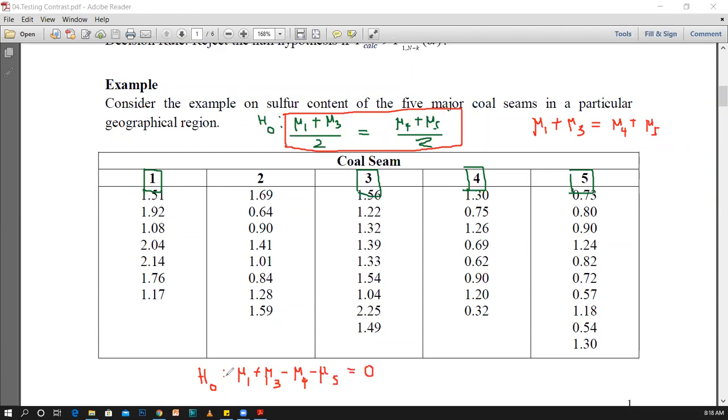Since this is the null hypothesis, we can define the alternative hypothesis in this form. Therefore, I will say this as mu1 plus mu3 minus mu4 minus mu5. Since we have used the equal sign in the null, the alternative contains the not equal sign. Therefore, this is how we are defining the hypothesis in the testing for contrast. According to the situation that we need to test, we are defining the contrast.